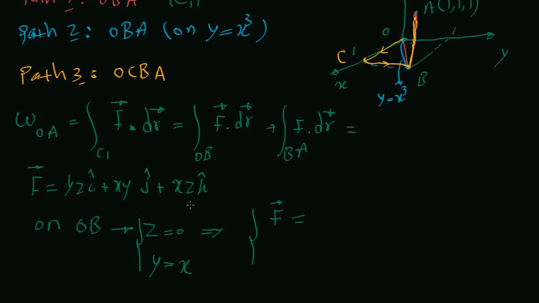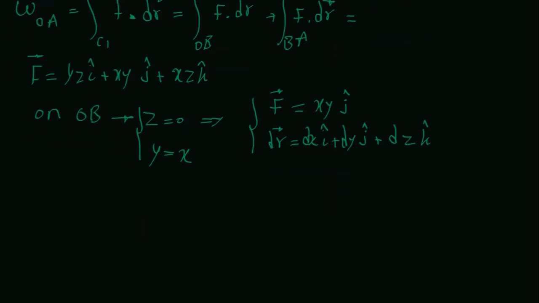So the i term is going to be 0, the k term is going to be 0. We are going to have xy just in the j direction. And for dr, remember that dr is equal to dx in the i direction plus dy in the j direction plus dz in the k direction. Because for this path z is equal to 0, a constant, dz is going to be 0.